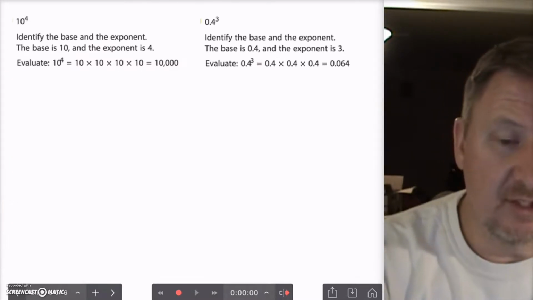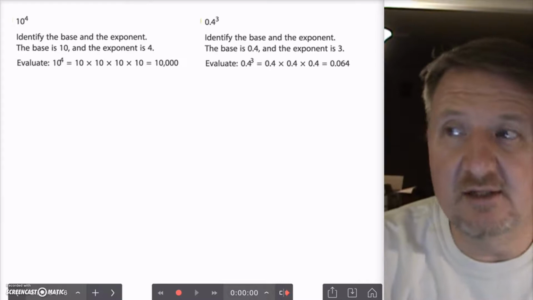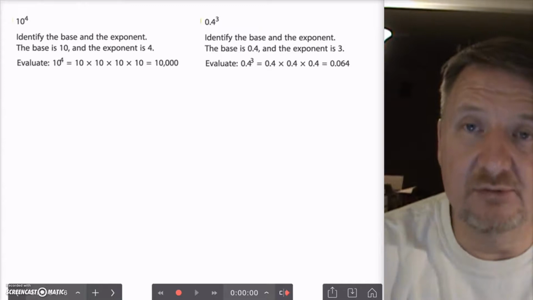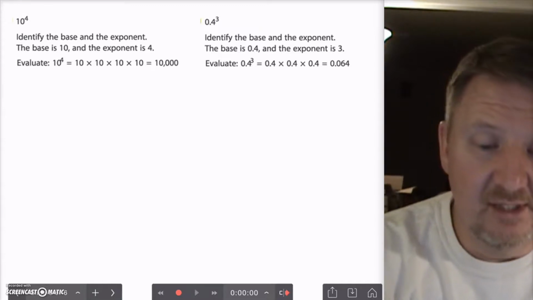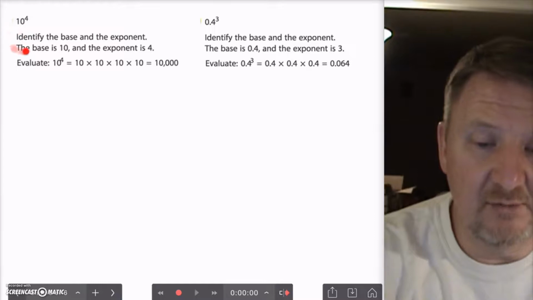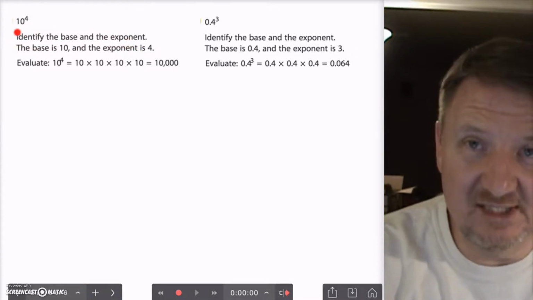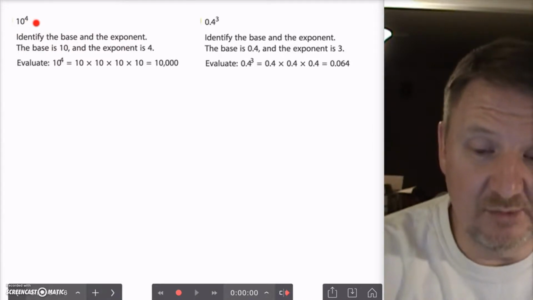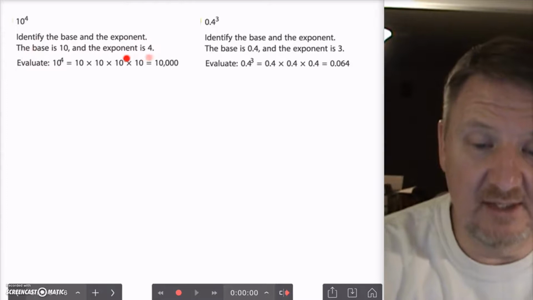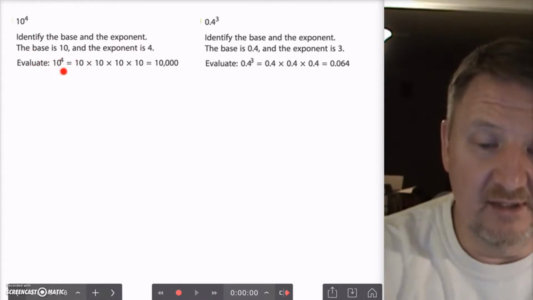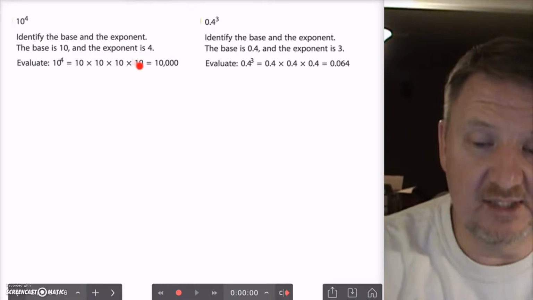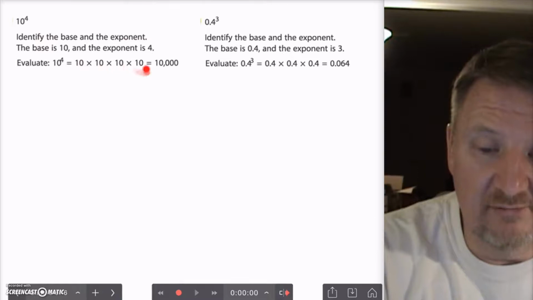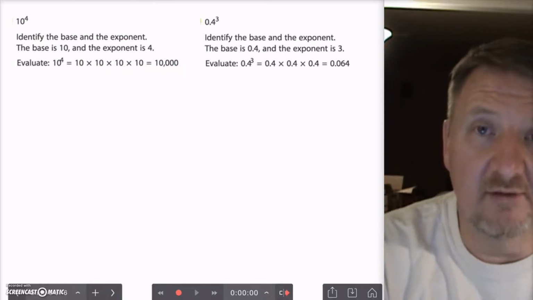So let's look at a couple of examples of how we take numbers that are written as powers or exponents and how you can actually find the value. For 10 to the 4th power, you want to identify the base and the exponent. The base is 10. That's the number we're multiplying. 4 is the exponent, and that's how many times we're multiplying the 10. Evaluate. 10 to the 4th power equals 10 times 10 times 10 times 10. That's an easy one because all you do is count up the zeros. 1, 2, 3, 4. My answer is going to have 4 zeros with a 1 in the front.